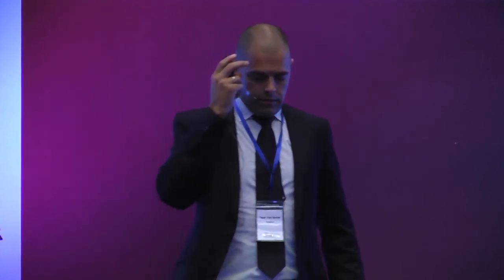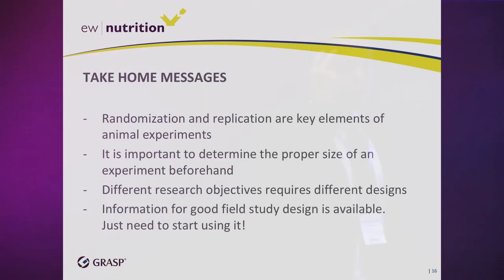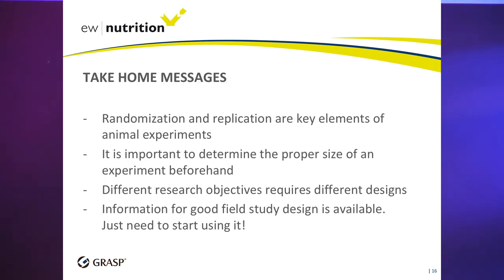So, a couple of take-home messages then. I believe randomization and replication are key elements of animal experiments. And randomization sounds very easy to do. I think it is rather easy under controlled experiment conditions, but in the field, wow, there's a lot of forces that might unintentionally influence this, right?